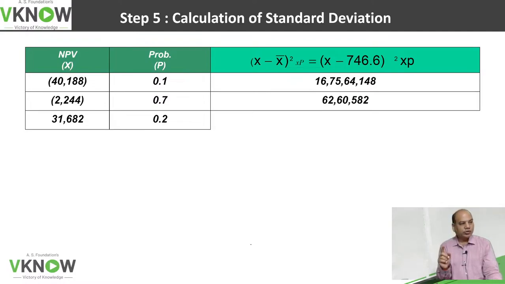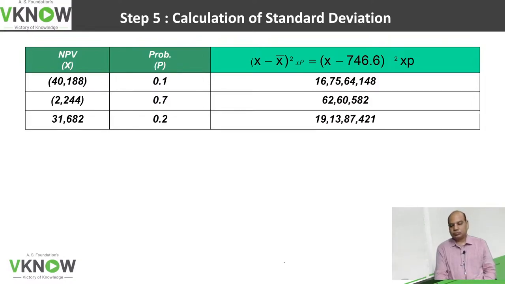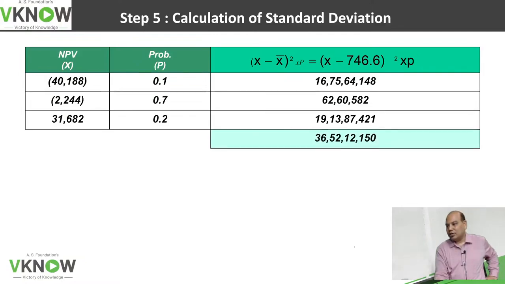62,60,582. Next one, 31,682 minus 746.6 into 0.2. Huge number, memory plus 19,13,87,421. Memory plus, then memory recall, total is 36,52,12,150.